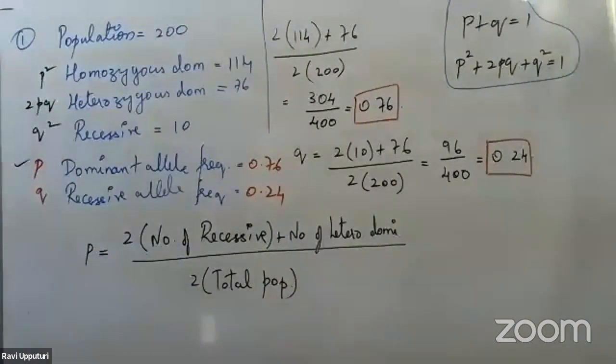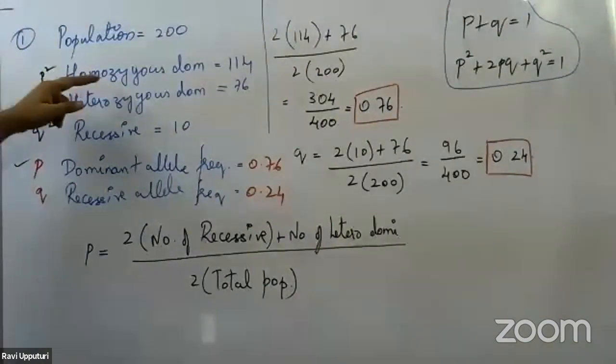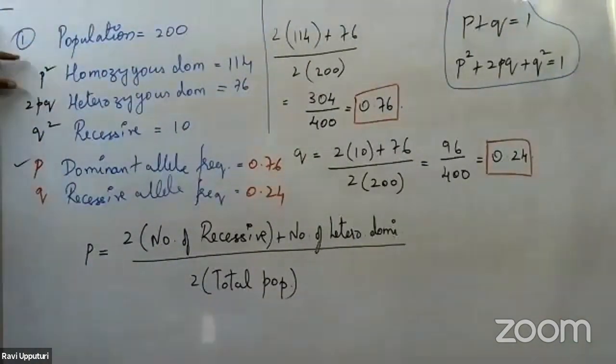So in this model, what we saw is the total population is given, along with the number of homozygous dominant individuals as well as the number of heterozygous dominant individuals. From this, if they tell you to find out the dominant allele frequency as well as the recessive allele frequency, then as I told you, homozygous dominant individuals would represent p square, that is genotypic frequency, heterozygous dominant individuals would represent 2pq, and recessive individuals would represent q square. So from this, if they tell you to find out p and q, that is the dominant allele frequency as well as the recessive allele frequency, right?